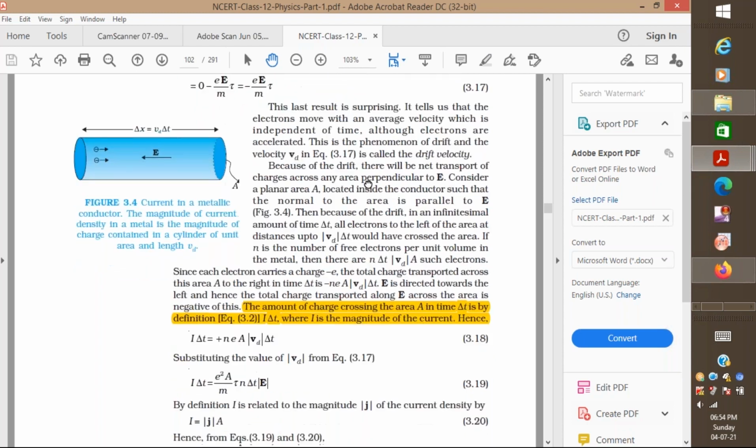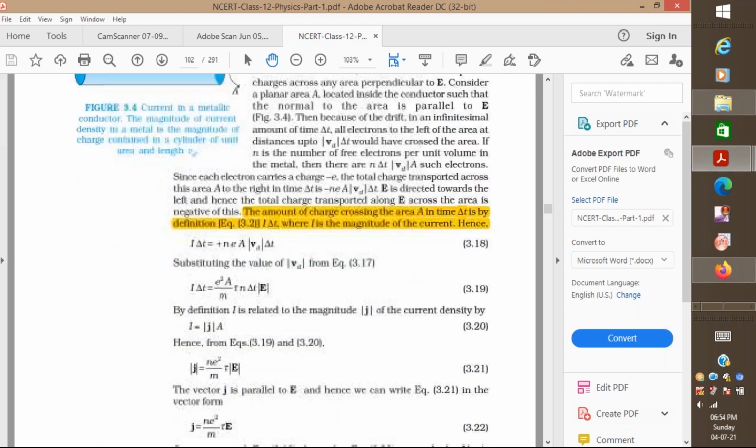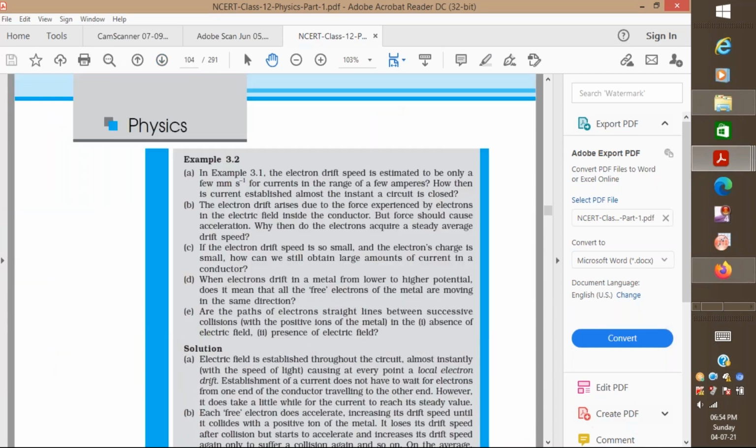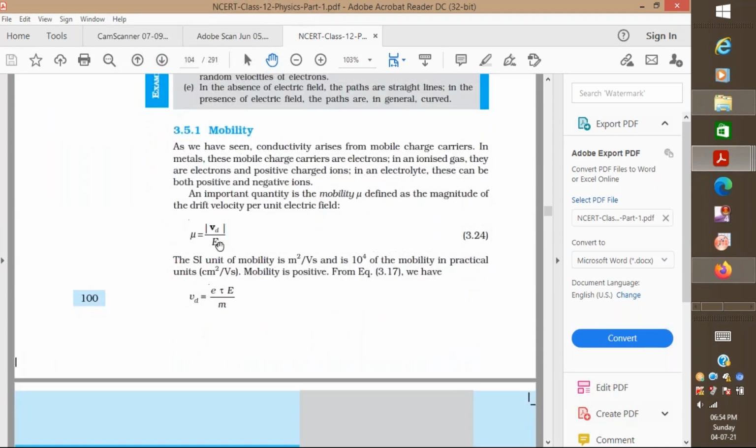Mobility of electrons in any material. How do we define that? This is actually drift velocity per unit applied electric field. Sometimes you may get a short type question, 1 mark: what is called mobility of an electron? That is defined as drift velocity per unit applied electric field.